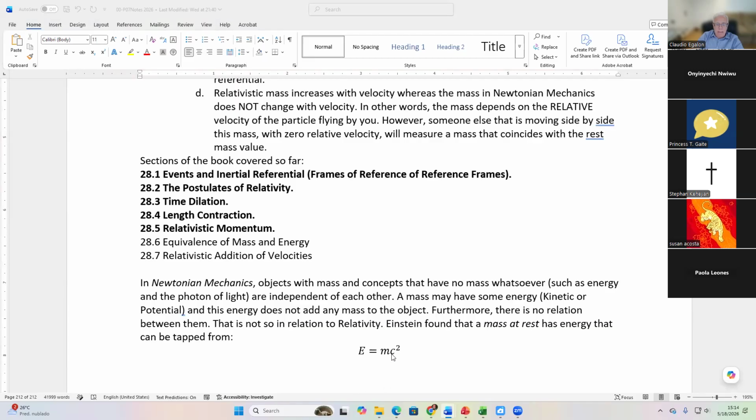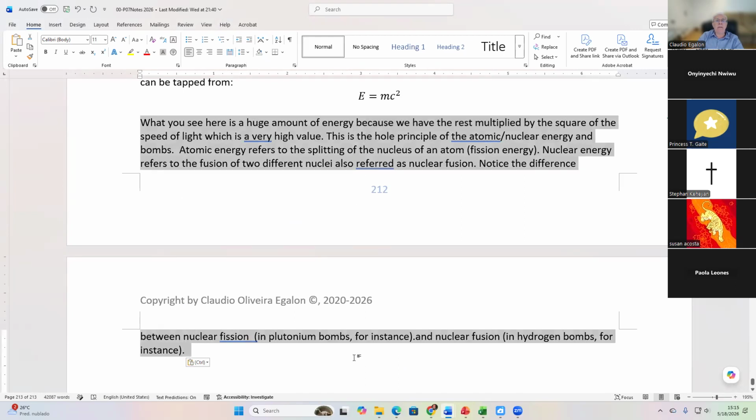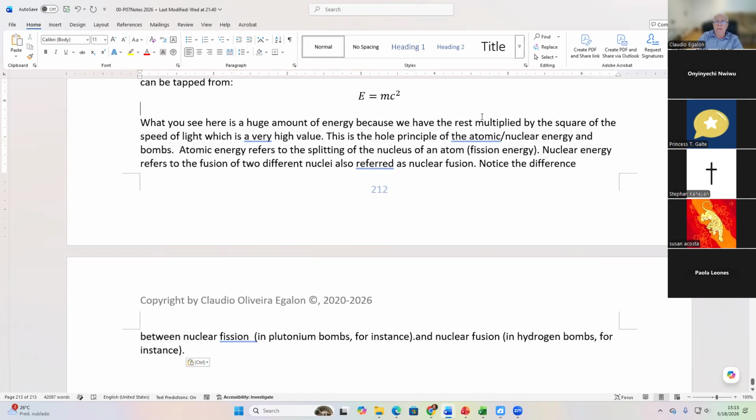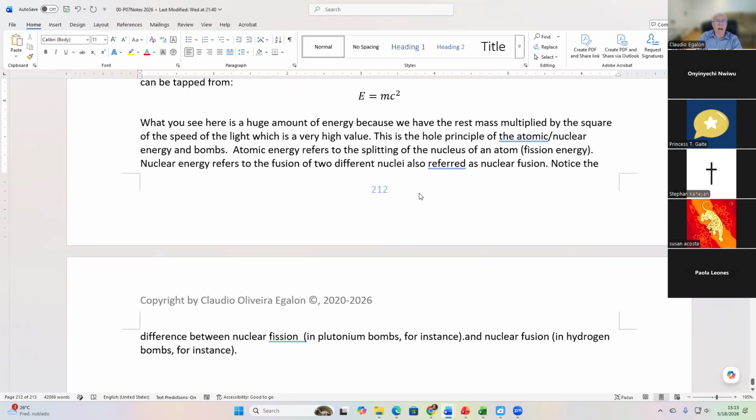because we are getting a big number, which is 300,000 kilometers per second, and we are squaring it. What you see here is a huge amount of energy, because we have the rest mass multiplied by the square of the speed of light, which is already a very high value. This is the whole principle of atomic nuclear energy and nuclear bombs.